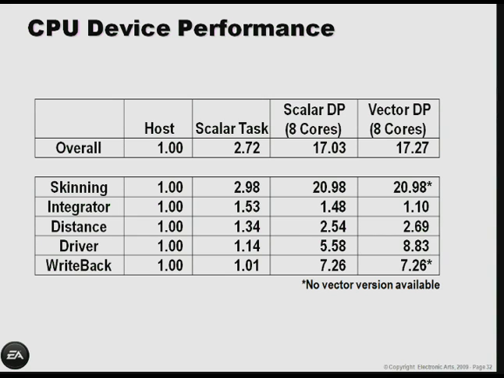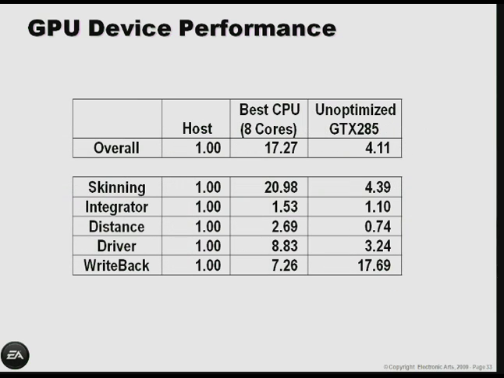And you can see that the skinning, for example, did very well. The distance integrator does very badly, and I'll come back to that one a little bit later because there's a reason it does badly that's algorithmic. And the vector code also does reasonably well, although it's not really that much better on CPUs than the scalar code. It's a little bit better, but not a lot better.